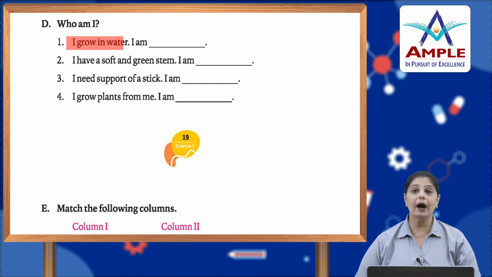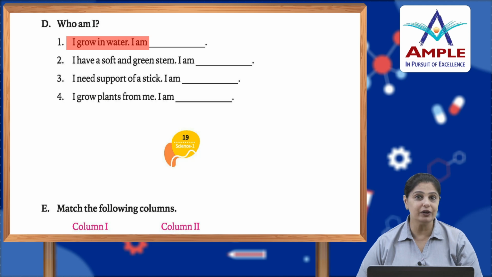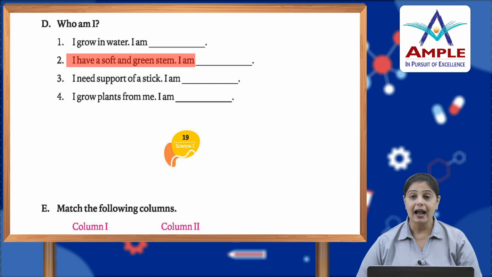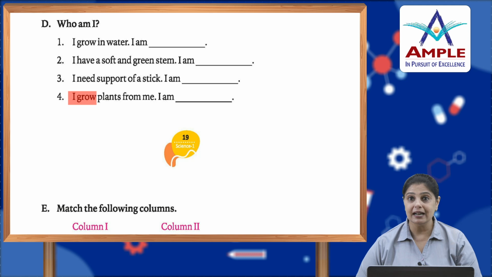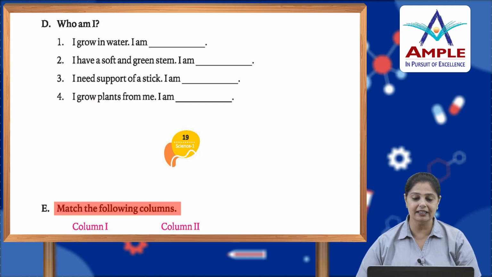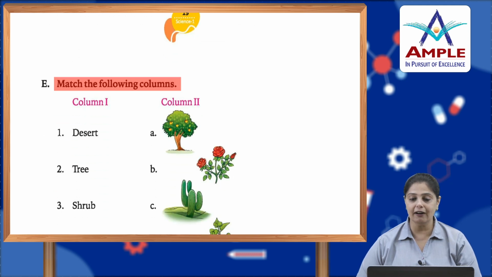Now, who am I? I grow in water. I am, come on, what is it? It's a lotus. I have a soft and green stem. I am tulsi or herb, okay. You can say I am herb. I need support of a stick. I am, what is it? I am a climber, okay. I grow plants from me. I am, okay, what is it? It's a seed. Clear?